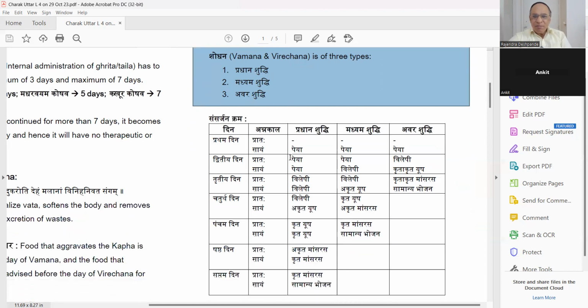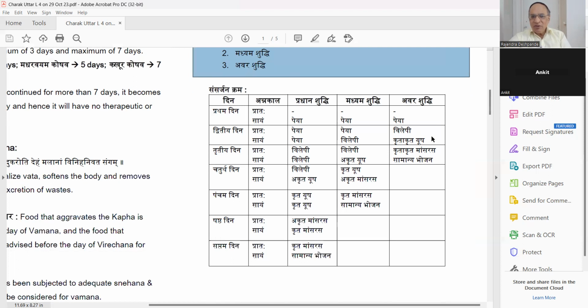After getting the Pravara Shuddhi, Madhyama Shuddhi, Avara Shuddhi, you then have to give the Manda, Peya, Vilepi and Yusha. Now, forget about this a little, not too much. You have to write it down afterwards from your textbook. But interesting, I will tell you. Basically, you write two words. Sansarjanakrama, after Panchakarma, diet advice.